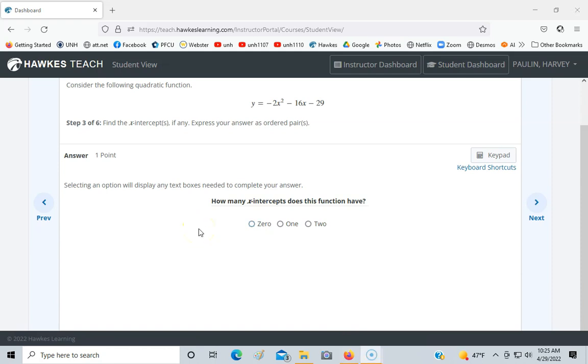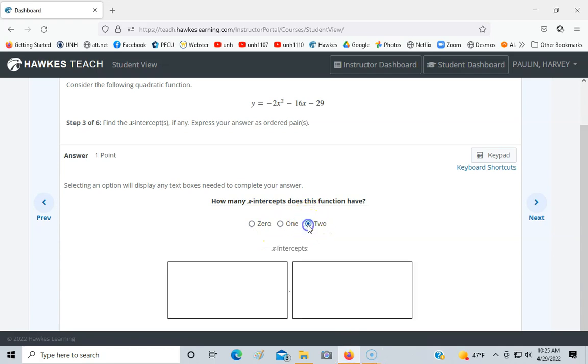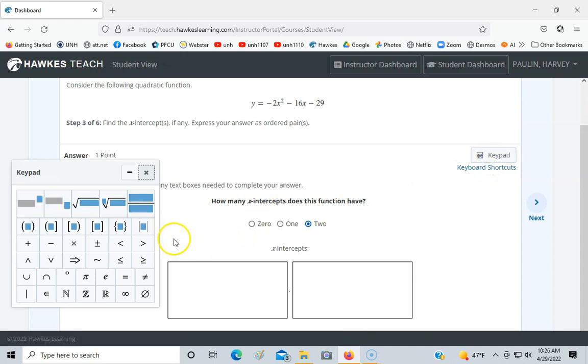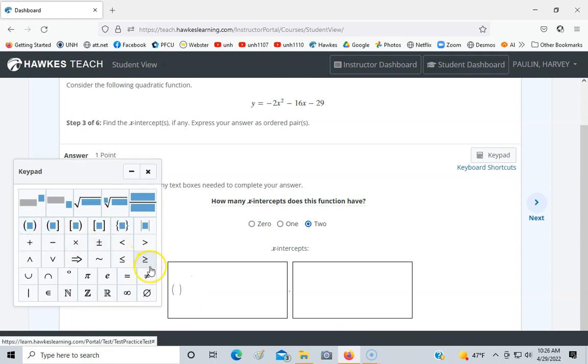Here I have found out that there are 2 x-intercepts. And now they're asking us to put them in these boxes. So I'm going to use my keypad because they're rather complicated. I need to use a parenthesis because they are ordered pairs. And I can just highlight that and put the parentheses there. And I'm going to need fractions, so I put a fraction there.